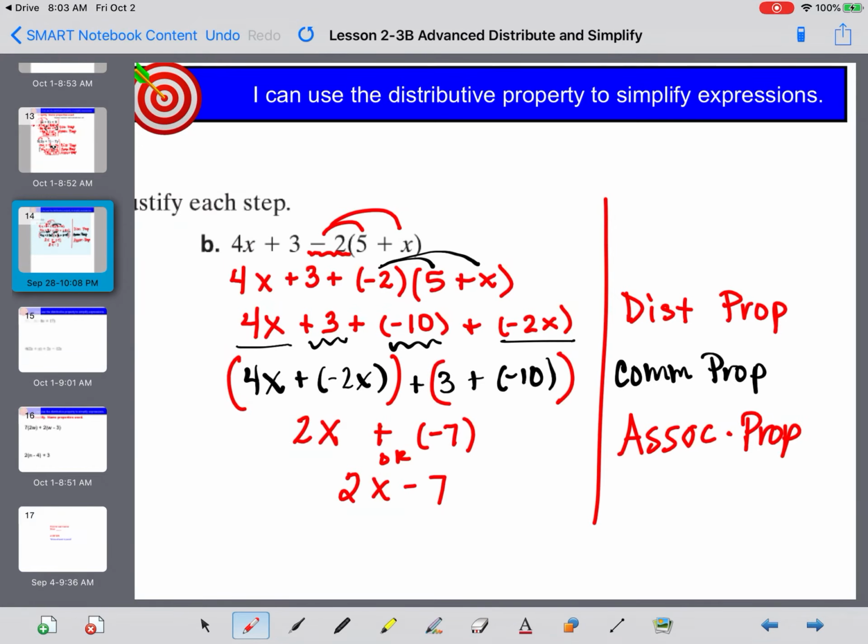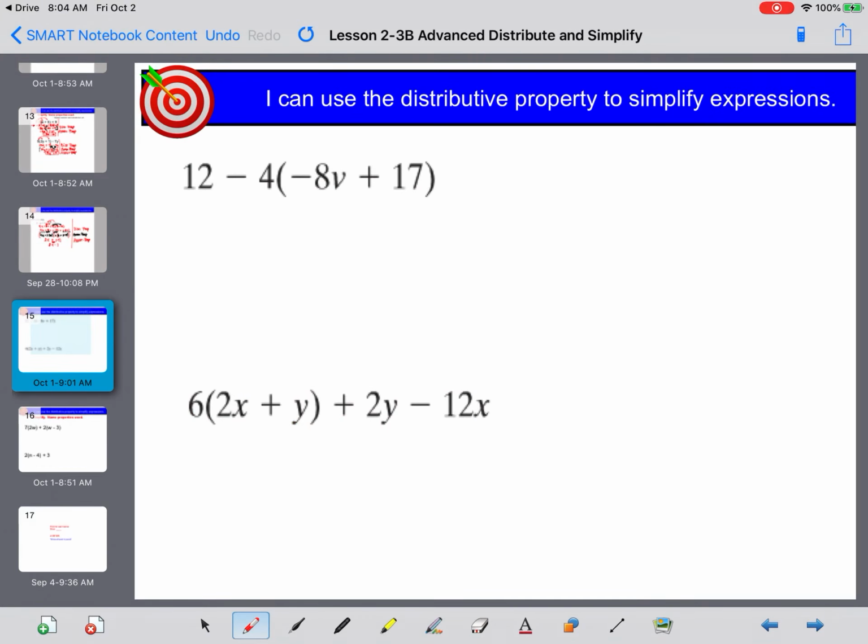All right. The next one, I would like you to put an X through this one. We're not going to do this one, but I want you to do this 12 minus 4 multiplied by negative 8v plus 17 and justify those steps. So pause the video, see if you can do this one on your own without help.